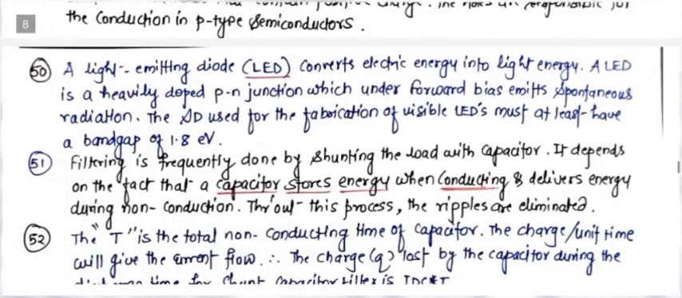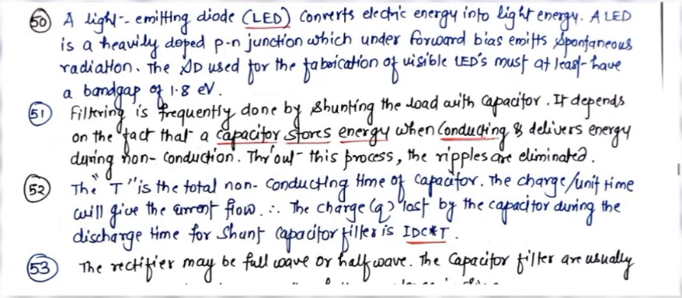A light emitting diode, LED, converts electric energy into light energy. An LED is a heavily doped PN junction which, under forward bias, emits spontaneous radiations. The semiconductor used for the fabrication of visible LEDs must at least have a band gap of 1.8 electron volt.